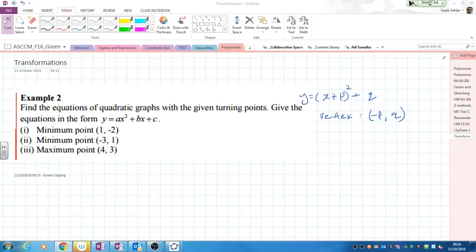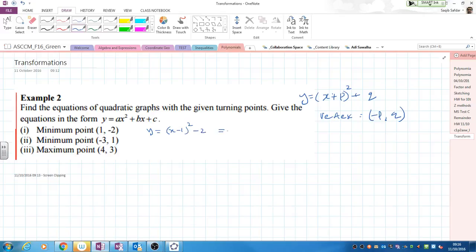Okay, so we'll look at transformations today. As an introduction, let's look at this example where we've got to work out the equation in the form y equals ax squared plus bx plus c. For the first one, in completed square form, what would that be? Anyone? Wisdom? x minus 1 squared minus 2.